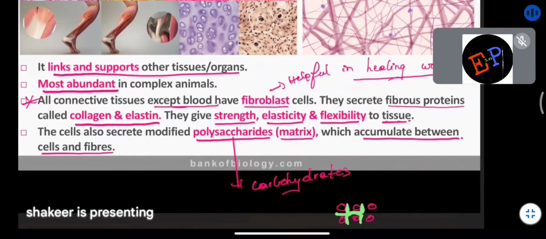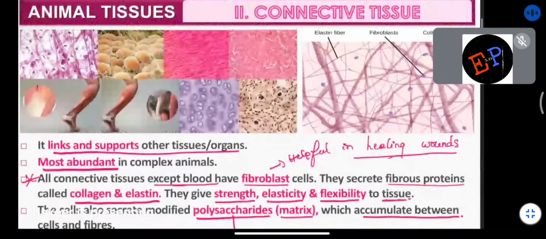And what is meant by polysaccharides? Carbohydrates are nothing but polysaccharides. Are you able to understand? And these get accumulated between the cells as well as the fibers. So these are the functions of these connective tissues.